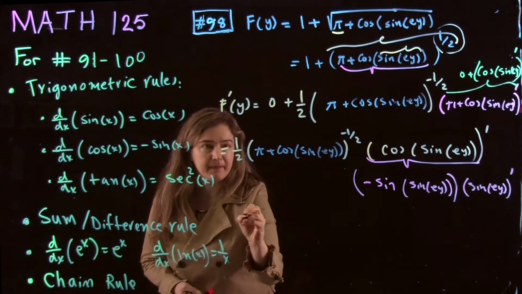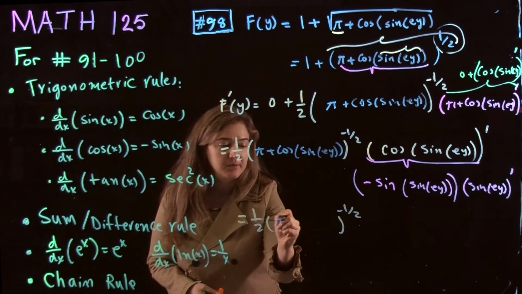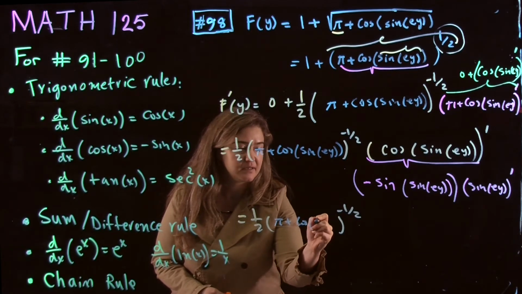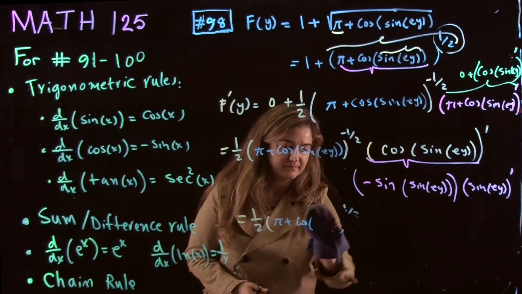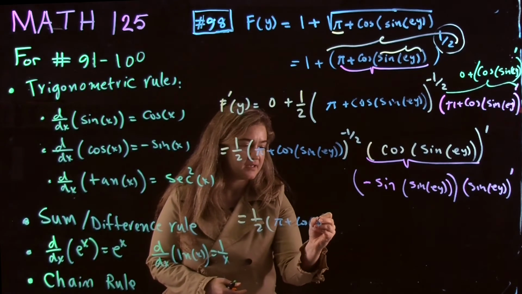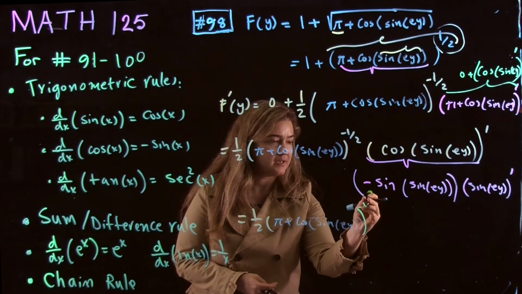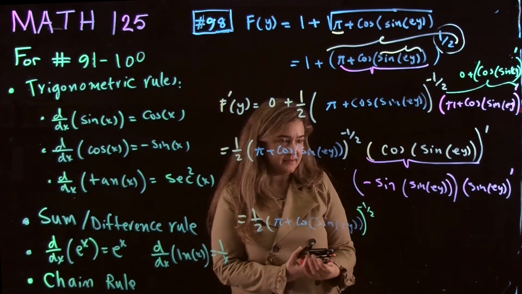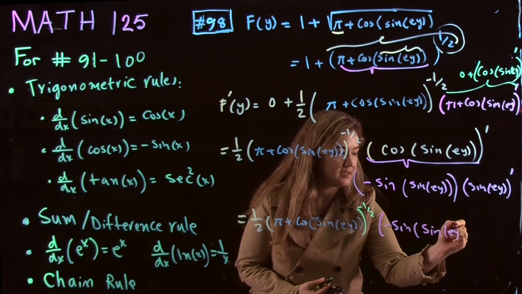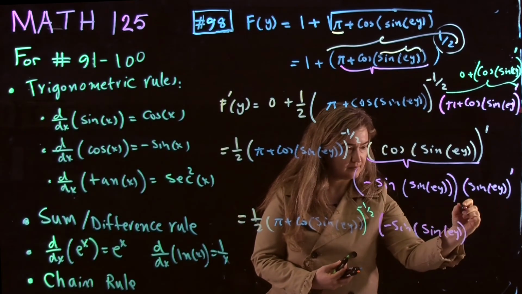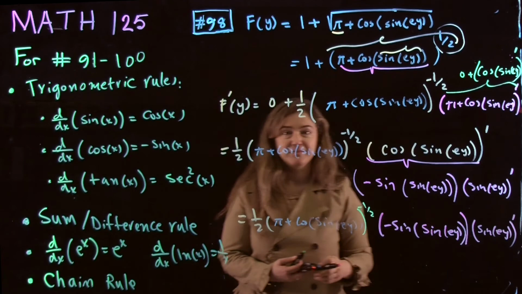Let's rewrite it. 1/2 to the power negative 1/2, pi plus cosine of sine of ey, to the power negative 1/2, then times negative sine of ey, times the derivative of sine of ey.